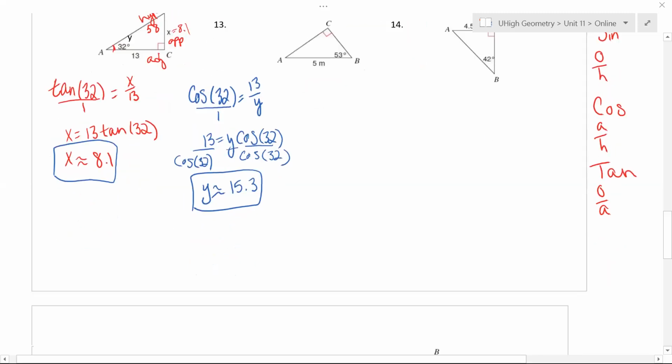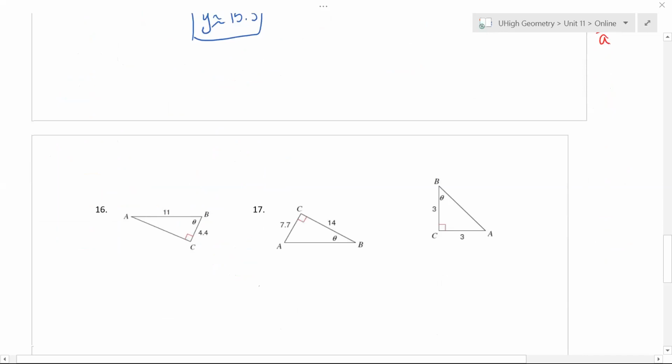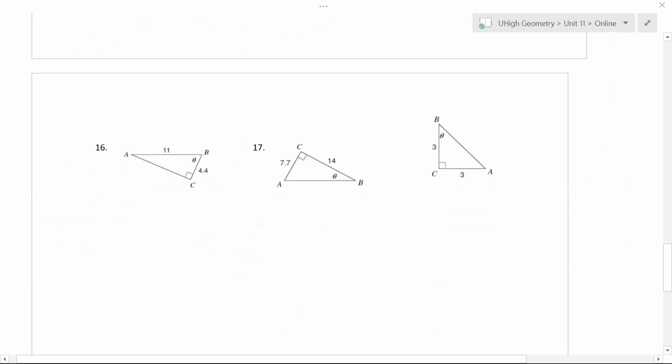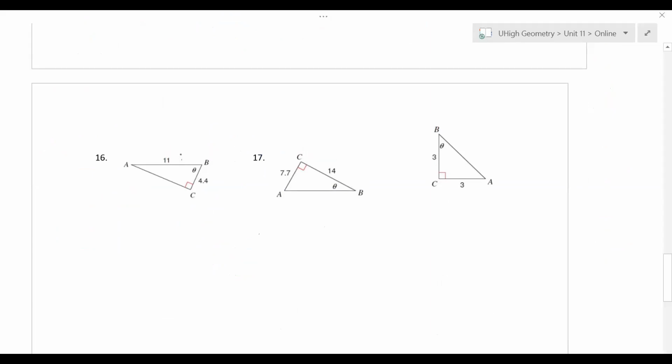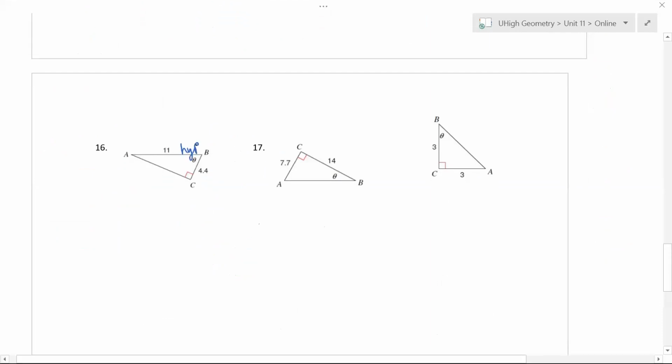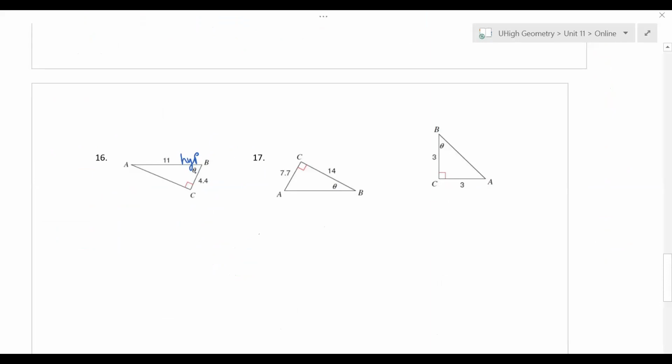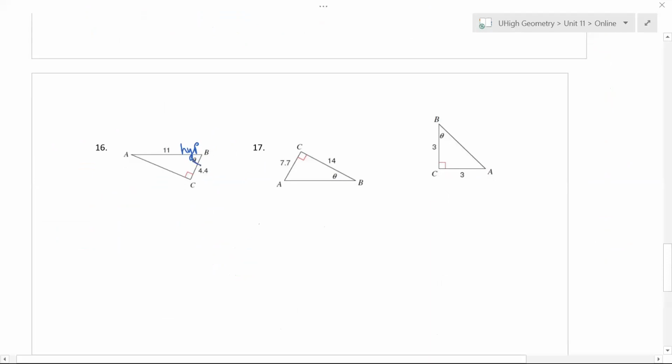All right, let's take a look down here. I want to move down to number 16. Number 16, we're given two sides, but we are not given an angle. So if I'm solving for an angle, remember that I have to use my inverse trig functions. So let's label my sides. Right here, this is going to be my hypotenuse, my AB. If I'm looking for my opposite and adjacent, I'm going to be looking at that theta. So opposite of my theta is going to be side AC. My adjacent is going to be side BC.